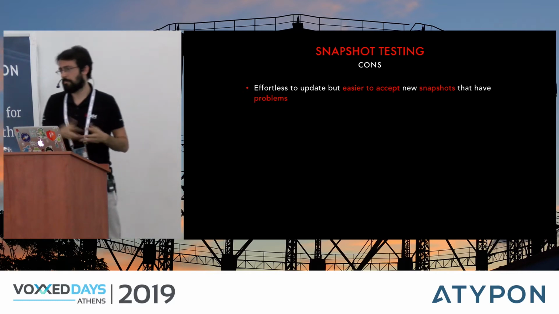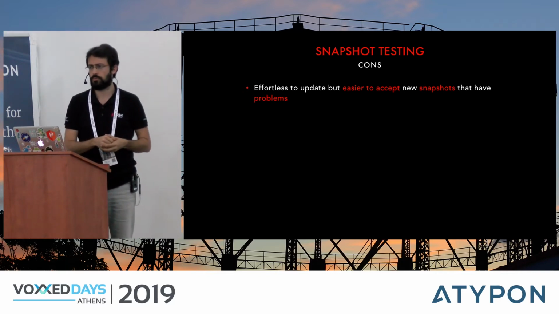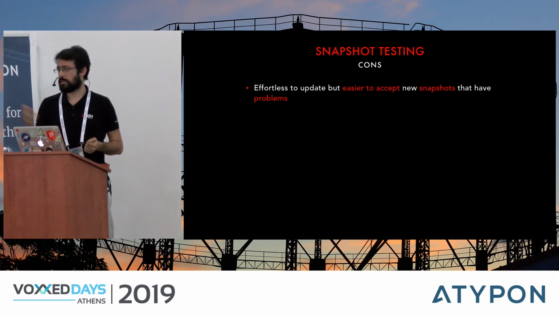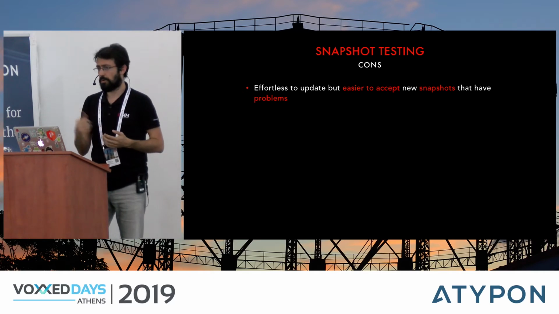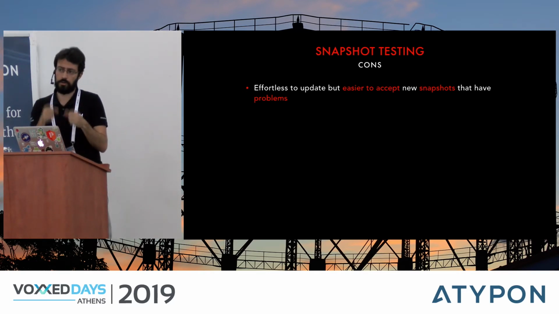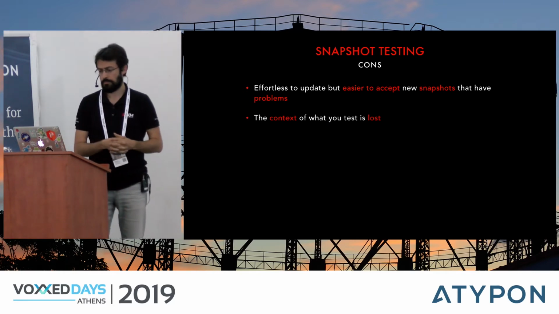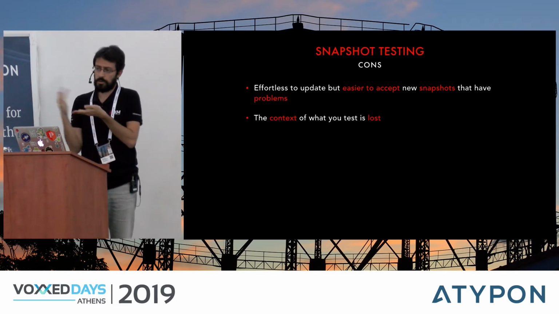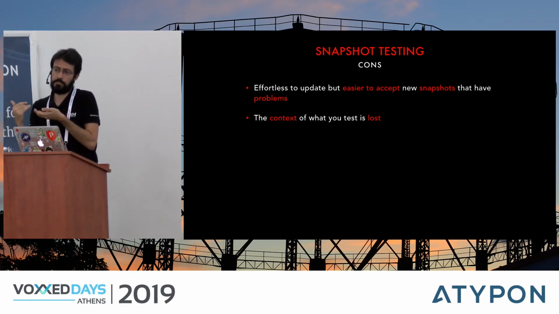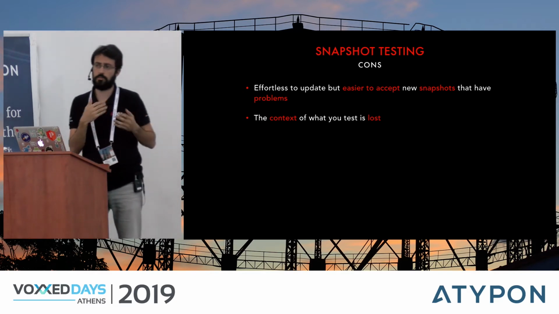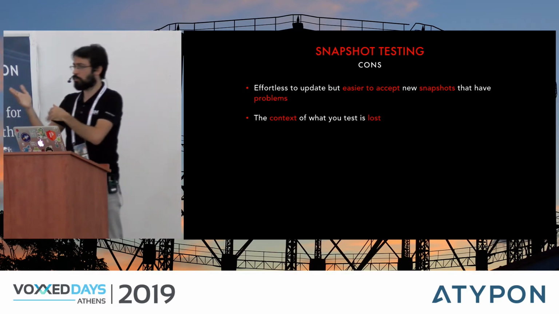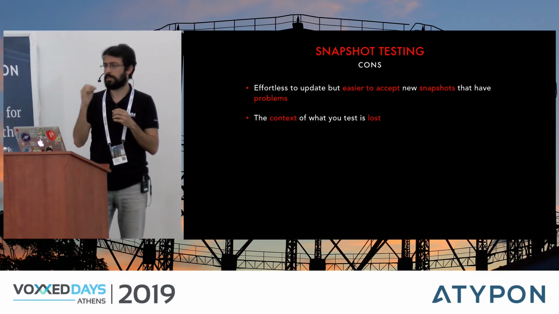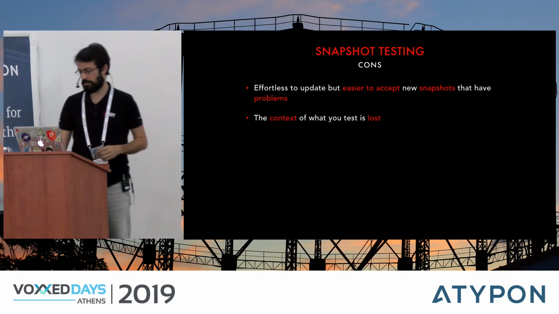But of course, there are some pitfalls about snapshot tests that we should all be aware of. Being effortless to update, it's also easier to accept new snapshots that might have problems. So snapshots themselves should be part of the code review as well. The context of what you test is actually lost because the body no longer contains any information on what's been asserted. If you remember from the first slide, we said that the explicit asserted output is missing. So you have to write very rigid test descriptions in order to understand what you're really testing.